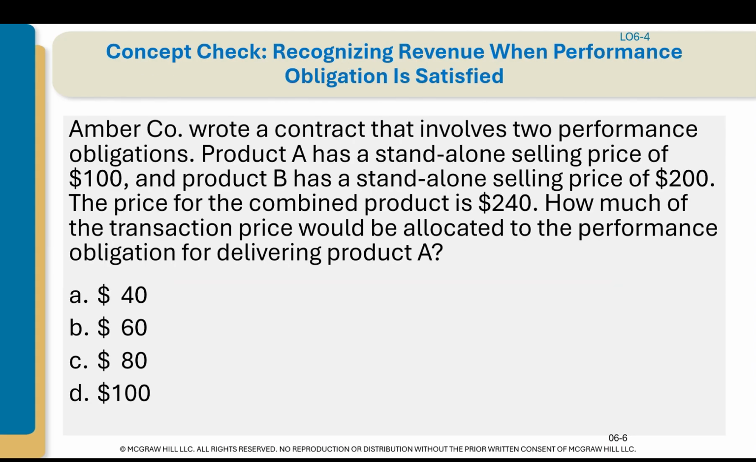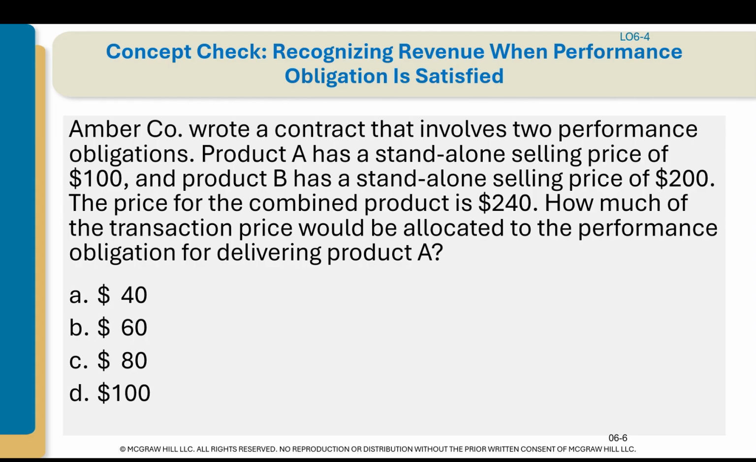Next problem, Amber Company wrote a contract that involves 2 performance obligations. Product A has a standalone selling price of $100 and B has a standalone selling price of $200. The price of combined products is $240. How much of the transaction price would be allocated to the performance obligation for delivering product A? So what we need to do is think about each of these on a standalone basis. A is $100, B is $200. The combined value would be $300.